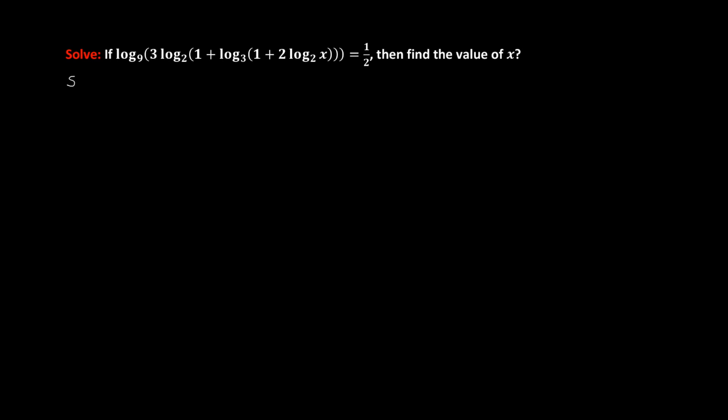So how will we solve the problem? Let's see. This expression is given and we need to find the value of x. log of 3 base 9, log base 2 of 1 plus log base 3 of 1 plus 2 log x to the base 2, and that is equal to 1 by 2.